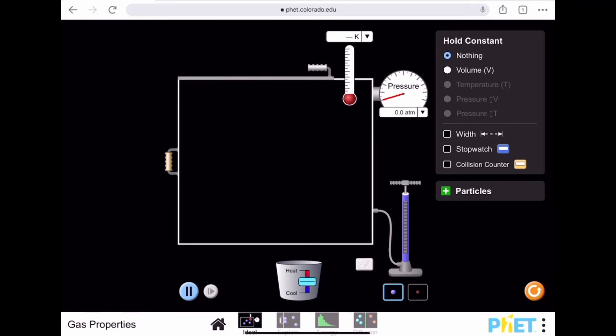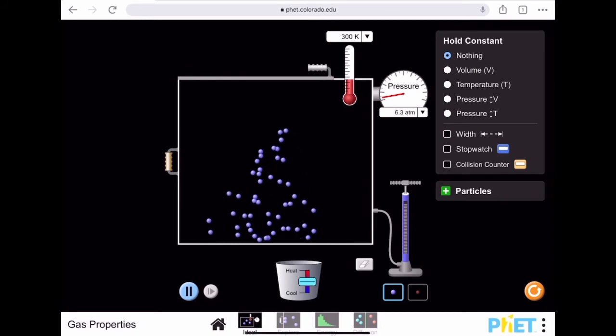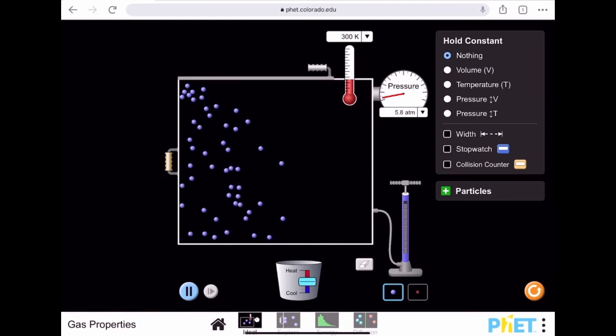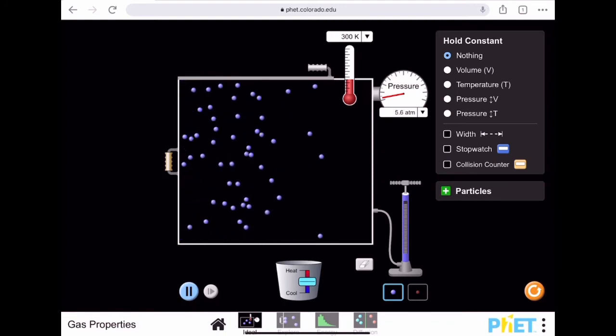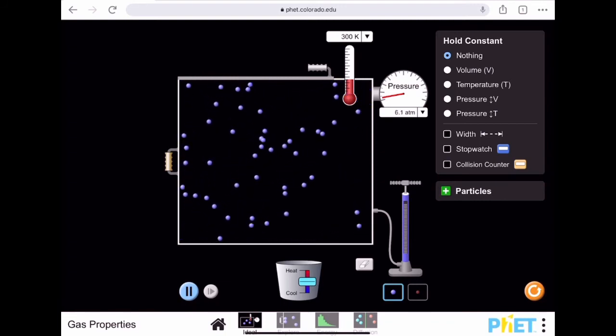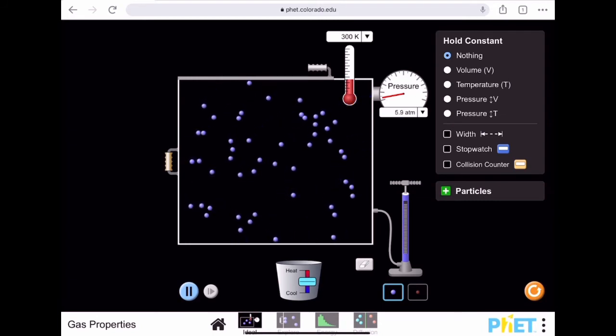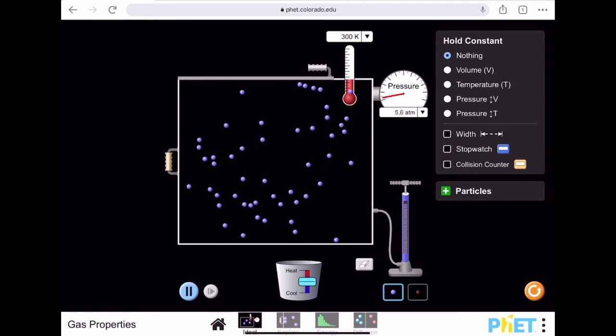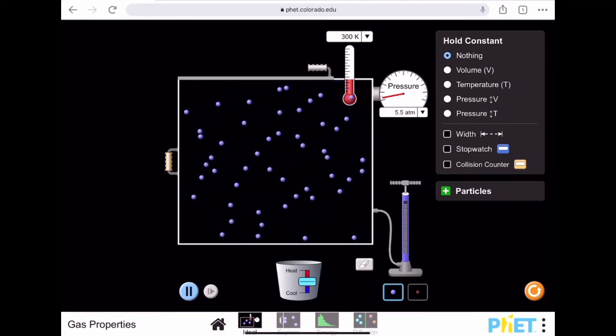Now go ahead and make some observation about the gas molecules themselves. So we're going to look at this one. Pick one particle and watch it as it moves. Does it have a constant speed? What's changing the speed? Pick one molecule and see if you can track it across. Will it make it across without a collision?